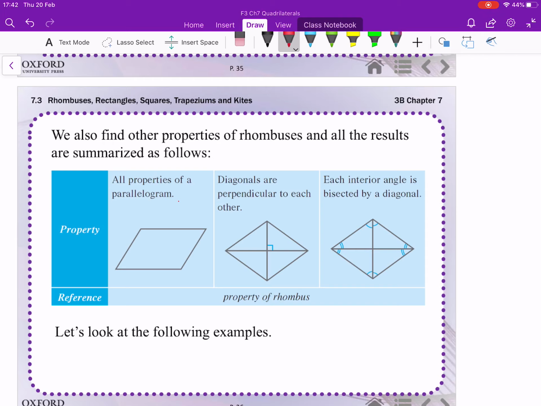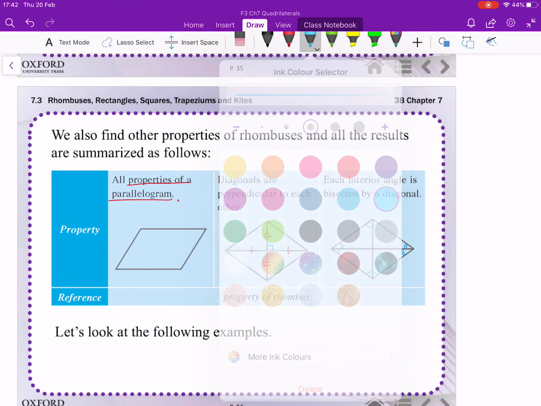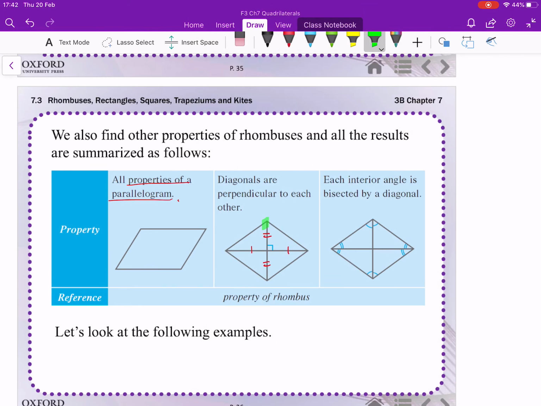Okay? As a result, goes to the properties of rhombus. As rhombus is a kind of parallelogram, it inherits all the properties of a parallelogram. In addition, you can observe that by property of parallelogram, you know that the diagonals bisect each other. So the four triangles here actually are congruent. Therefore, we have the following 2 properties.